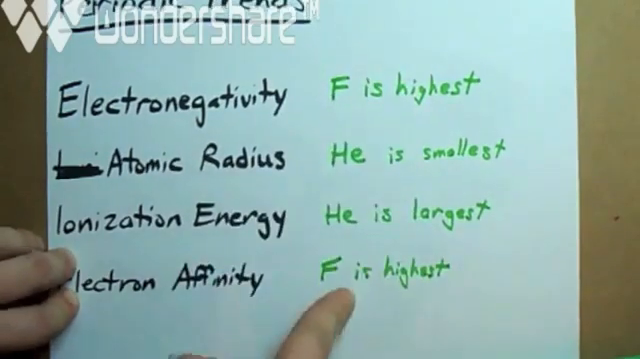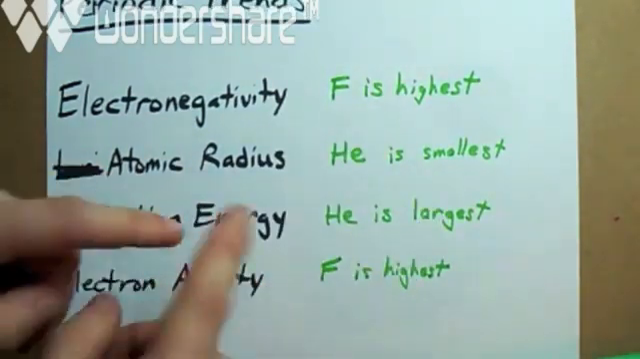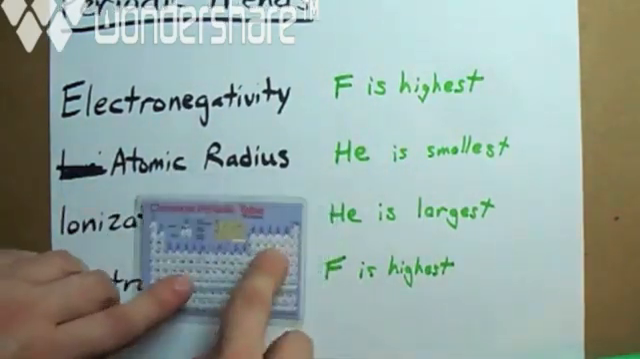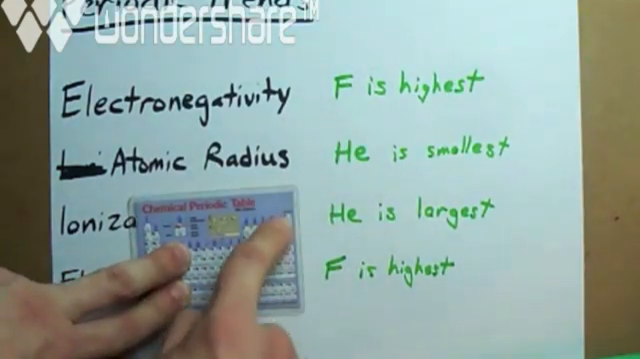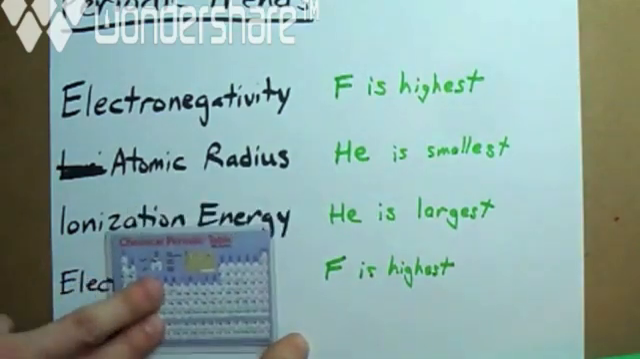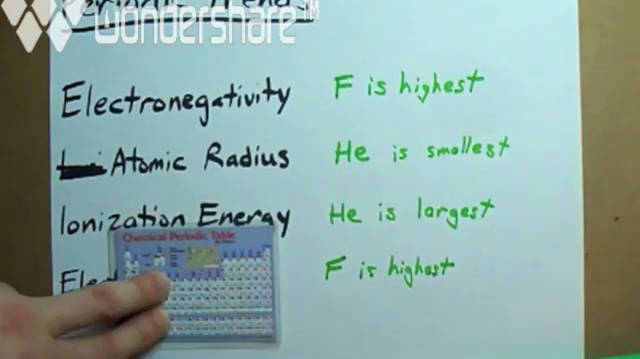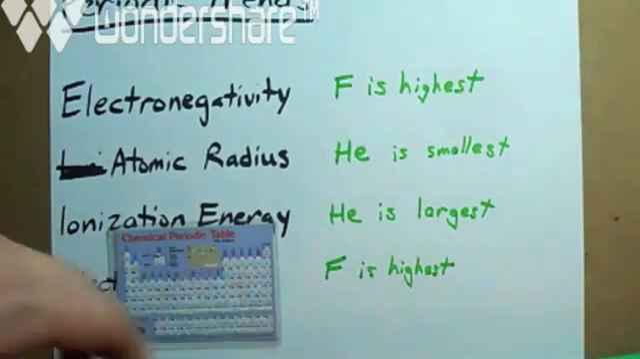But this is how I like to remember what the periodic trends are. Electronegativity is highest here. He is small, like these are the smallest atoms. They have the highest ionization energy and the highest electron affinities.